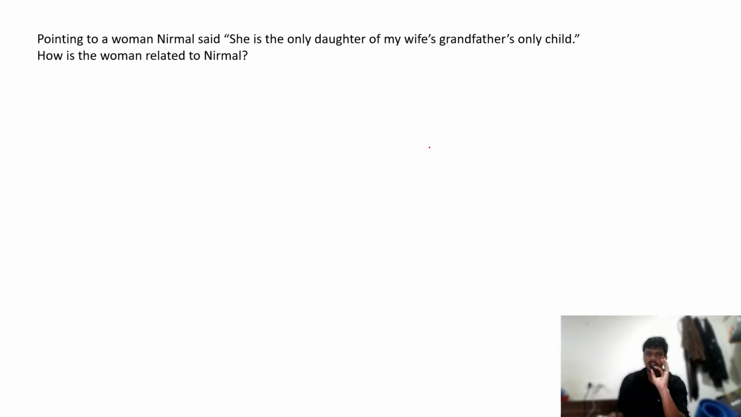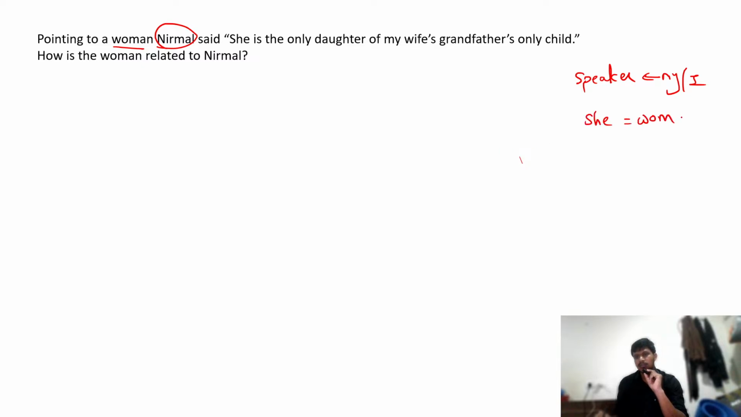See guys, the first thing you need to identify here is who is the speaker. Now see, pointing to a woman, Nirmal is saying. So whenever you see the word my, I, that is about Nirmal. And he is pointing to a woman, that means whenever you see the word she, that is about the woman. So who is the speaker and whom is he talking about?